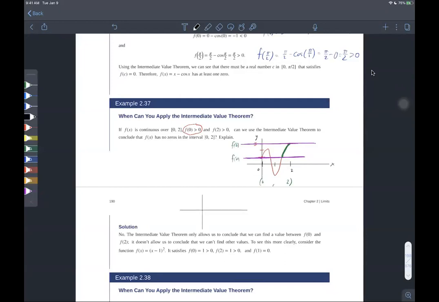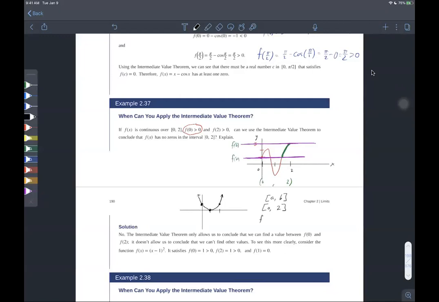(x minus 1) squared, that's going to be, let's see here. Yeah, it's a parabola, right? That looks something like this. And we can see it definitely is defined over the interval from, let's call this from a to b, where a is 0, b is 2.